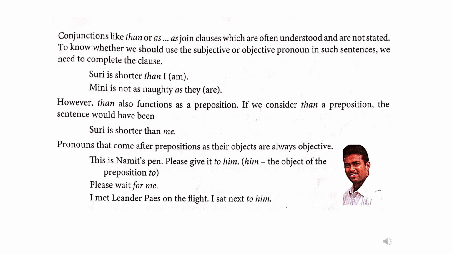Example: This is Namit's pen. Please give it to him. Here him is the object of the preposition to. Please wait for me. Here me is the object of the preposition for. I met Linter Pease on the flight. I sat next to him. Here him is the object of the preposition next to.